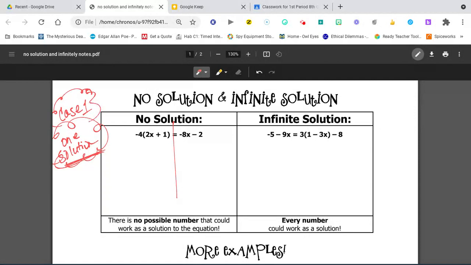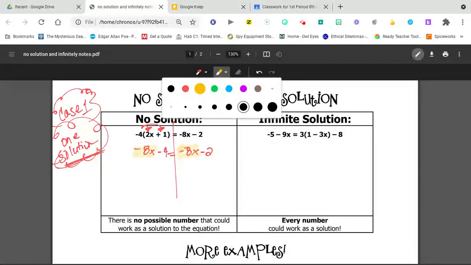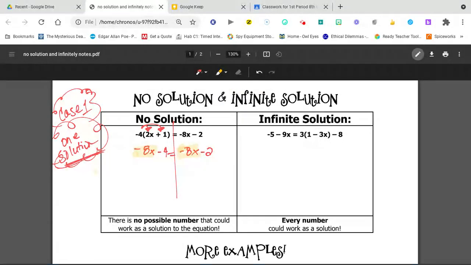All right, now if I solve this the way I normally would, negative 4 times 2x is negative 8x. Make sure you're taking notes. Negative 4 times positive 1 is negative 4. Set it equal to negative 8x minus 2. Now, if you notice, there's a variable on the left and a variable on the right, but they are exactly the same. You have the same variable on the left as you do on the right. Let me show you what happens when you try to get rid of one of those variable terms.